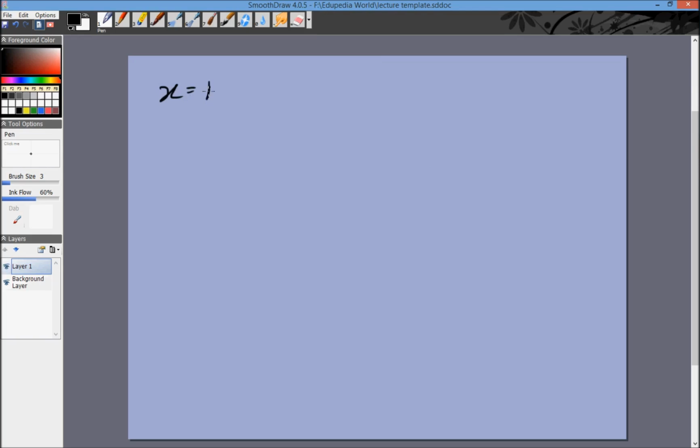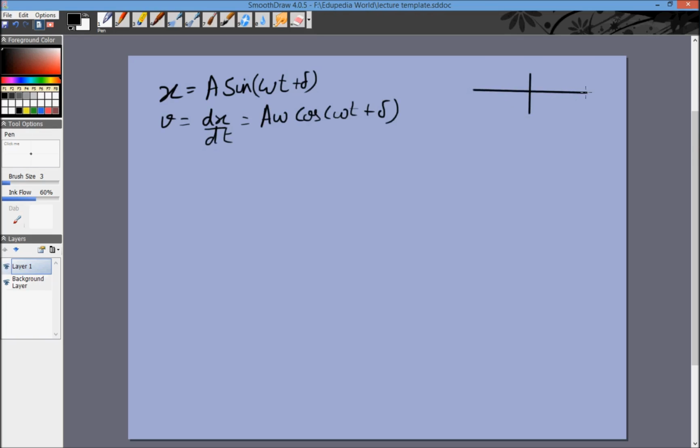We have now x is equal to A sine of omega t plus delta. That gives me v is equal to the derivative of this, which is A omega cos of omega t plus delta, right? And this does work for the simple case of delta is equal to 0. So let's assume delta was 0, it was initially at the origin. At that point, what was v? If delta was 0, v is A omega. That is its maximum value. And we know that at the center it has its maximum value.